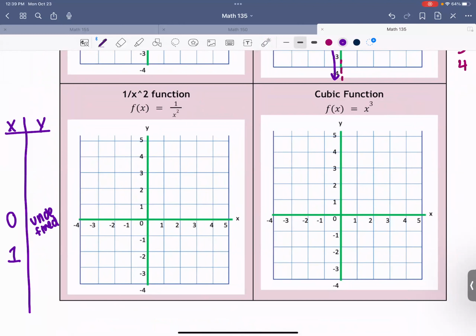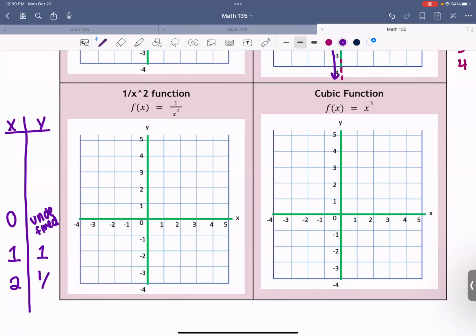Well, it's 1 over 1, which is 1. What about when x is 2? 1/4, good. And then when x is 3, we have like 1/9. So it looks like here we're also getting that asymptotic behavior where we're getting closer and closer to 0, but we're never actually touching it, okay? The same thing happens for -1.